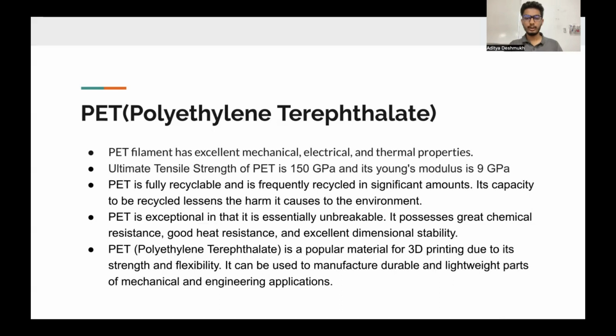PET filament is popular for 3D printing due to its strength and flexibility. It is commonly used to manufacture durable and lightweight parts, and additionally, PET is easy to print and produces high quality prints with good surface finish.